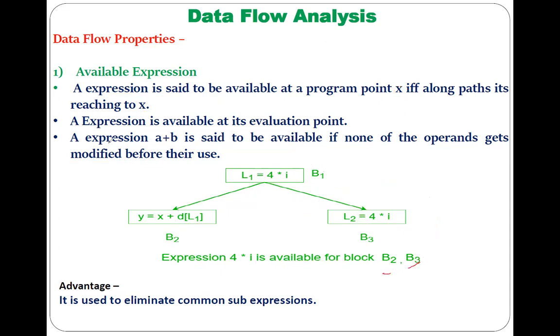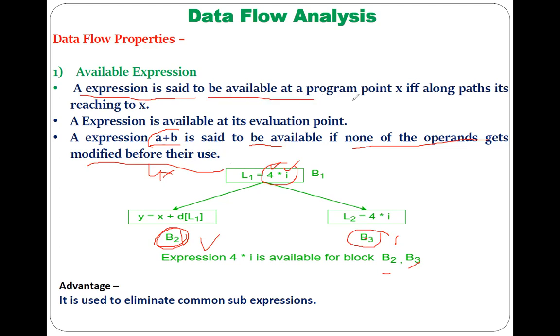The same thing we have written in the definition. Instead of A plus B, here we have 4 into I. So you can define it like: 4 into I is said to be available at B2 and B3 if none of the operands gets modified before their use. None of the operands, neither 4 should get modified, nor I should get modified, until 4 into I is reaching B2 or B3. Then and only then can you call this 4 into I an available expression for B2 and B3. Same thing I have mentioned: an expression is said to be available at the program point X.